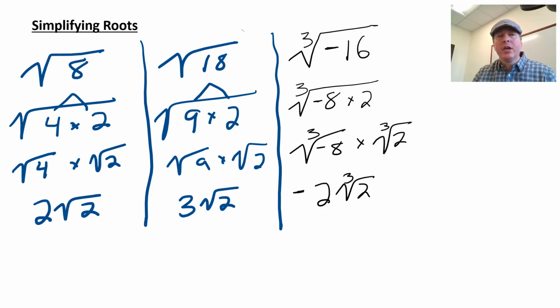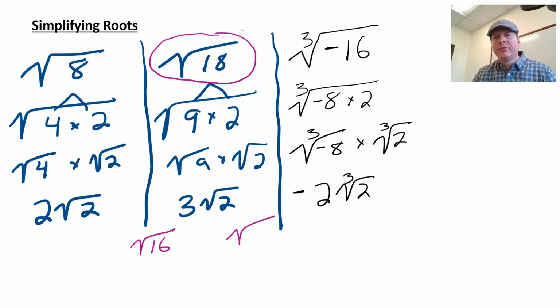A final point I want to make here: suppose somebody asked you the square root of 18. That's approximately what? Well, to get a ballpark figure, you could ask, what is the square root of 16, and what is the square root of 25, a perfect square that is greater than 18? Square root of 16 is 4. Square root of 25 is 5. So I know that the square root of 18 is somewhere in between 4 and 5. So a little estimating can be very helpful sometimes.